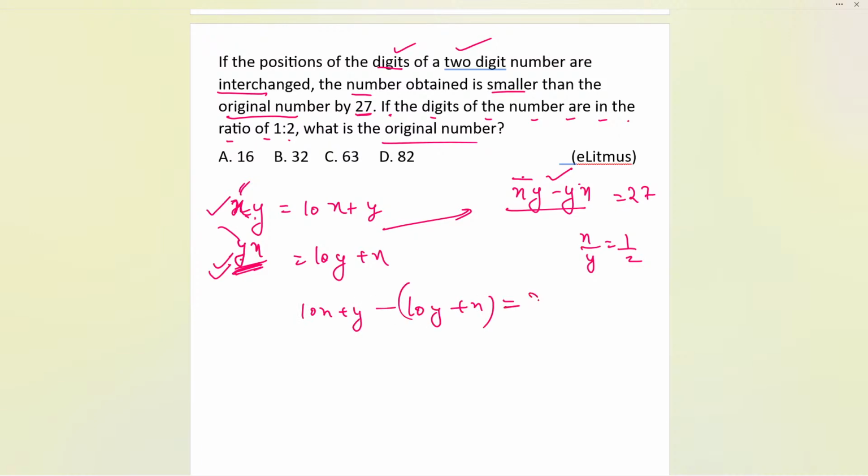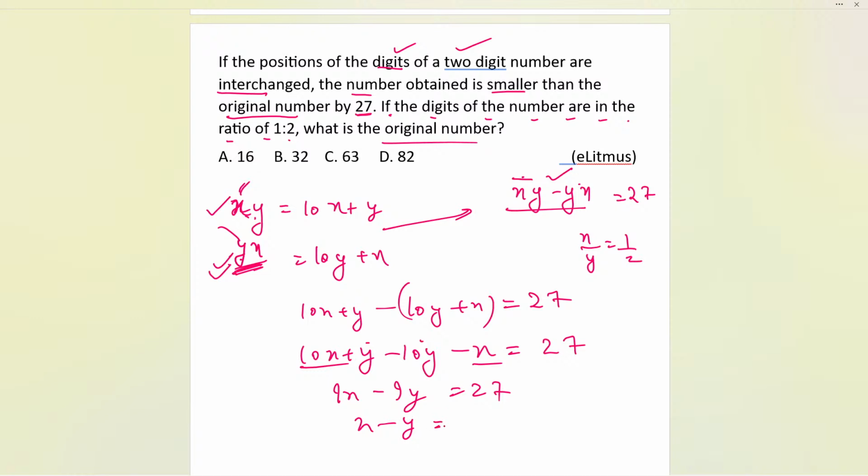Now it will be equal to 27. Now subtract: 10x plus y minus 10y minus x is 27. Now 10x minus x will be 9x, and y minus 10y will be minus 9y, equals 27. Now 9 is common, take it to the other side, divide by 9, like 3 over here. x minus y equals 3 we have got.